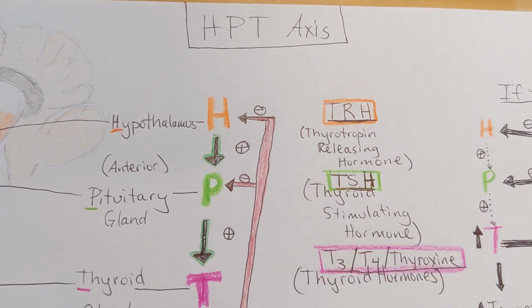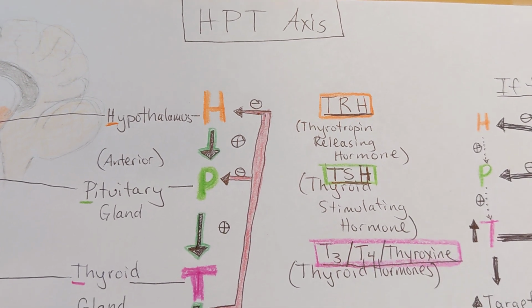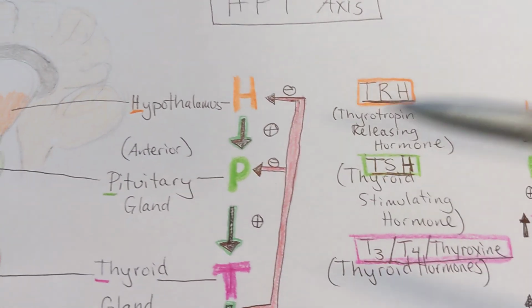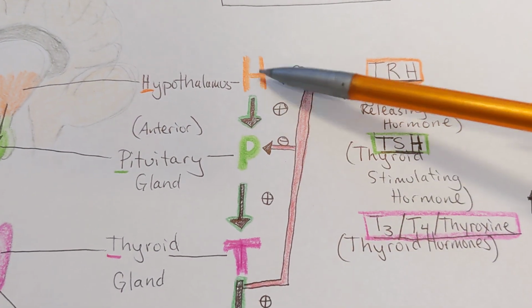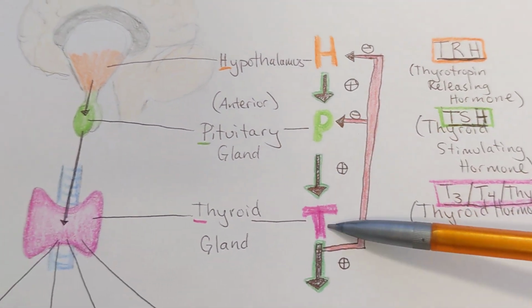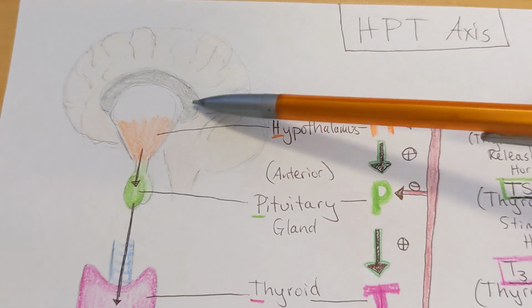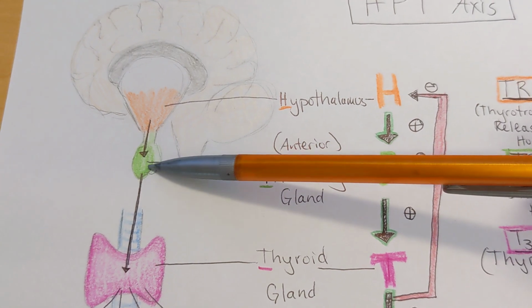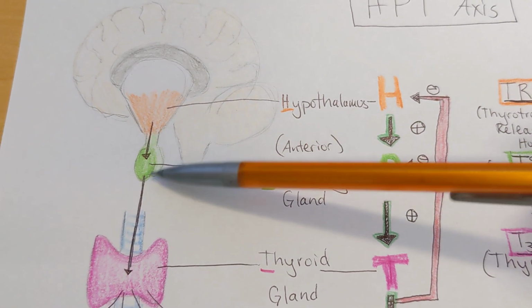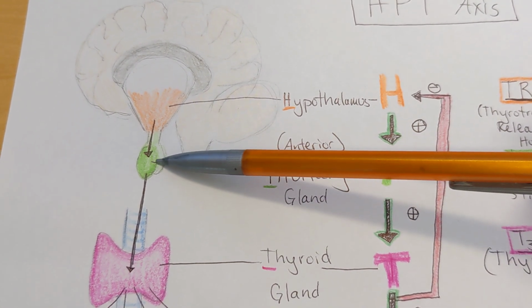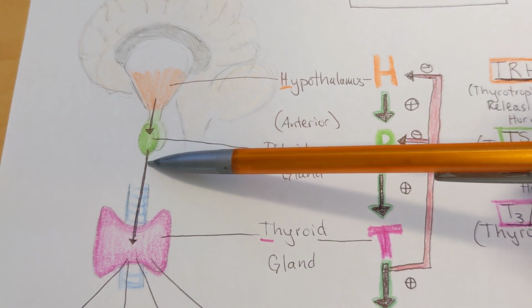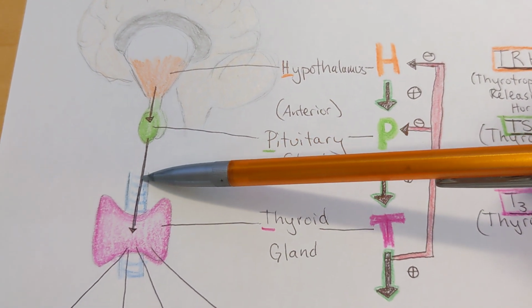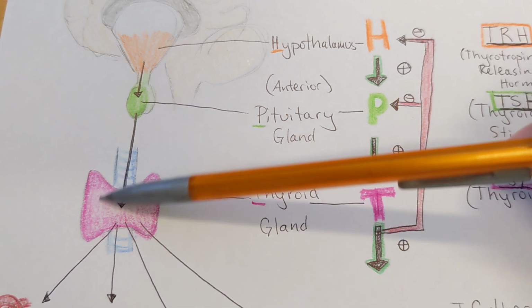In this video, we'll discuss the HPT axis. The HPT axis is part of the endocrine system, and it includes the hypothalamus, anterior pituitary, and the thyroid gland. Again, the hypothalamus releases a hormone which communicates with the anterior pituitary, stimulating it to release another hormone. This hormone is released into the blood via a second capillary bed and binds to receptors on the thyroid gland.